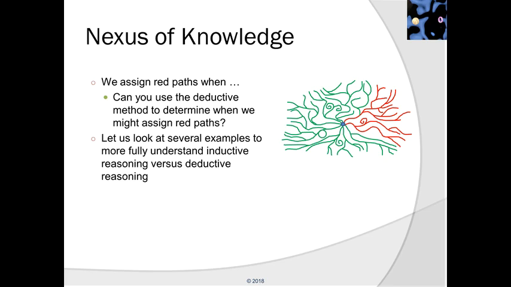Well, maybe you thought we were done with orange paths, but we assign red paths when? Can you use the deductive method to determine when we might assign red paths? Let us look at several examples to more fully understand inductive reasoning versus deductive reasoning.